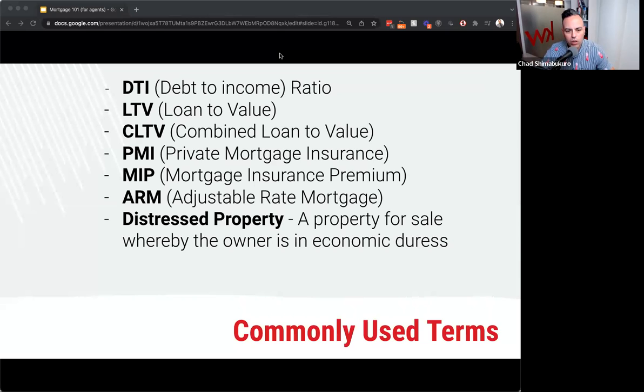PMI and MIP are kind of interchangeable. PMI is for conventional loans. MIP is something that is typically charged on the front end for FHA and other government loans, USDA, and so forth. An ARM is not something that's used often anymore.